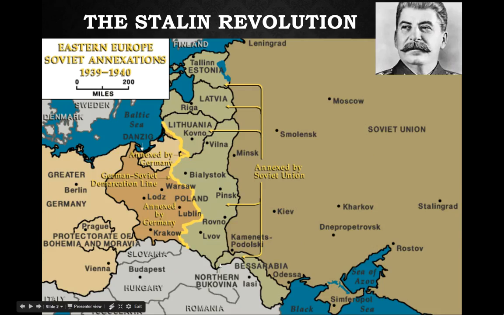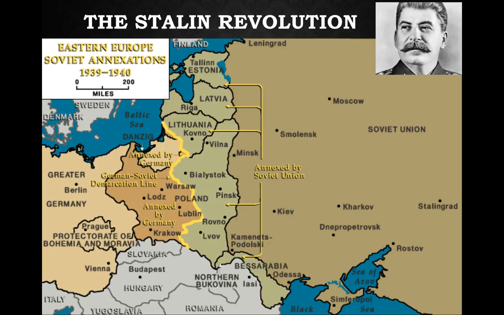So, the Stalin Revolution. One of the first things Joseph Stalin does is begin to expand the area that he's taken over. And as you can see, this line over here, annexed by the Soviet Union between 1939 and 1940. After Lenin's death and Trotsky's banishment, Stalin rose to become the leader of the Communist Party. And his humble beginnings really helped him. He was the son of a poor shoemaker, but he became a very skillful administrator.